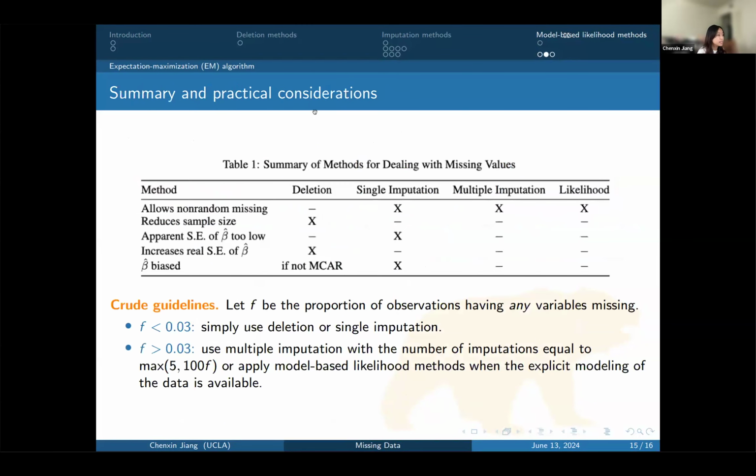Finally, to the summary and some practical considerations. There are four classes of methods for dealing with missing data: deletion, single imputation, multiple imputation, and likelihood-based methods. A crude guideline: if the proportion of missing observations is less than 0.03, then we can simply use deletion or single imputation. Although they have some drawbacks, it is not a big problem. But if the proportion is greater than 0.03, then we have to use multiple imputation or a model-based likelihood method when it is possible.